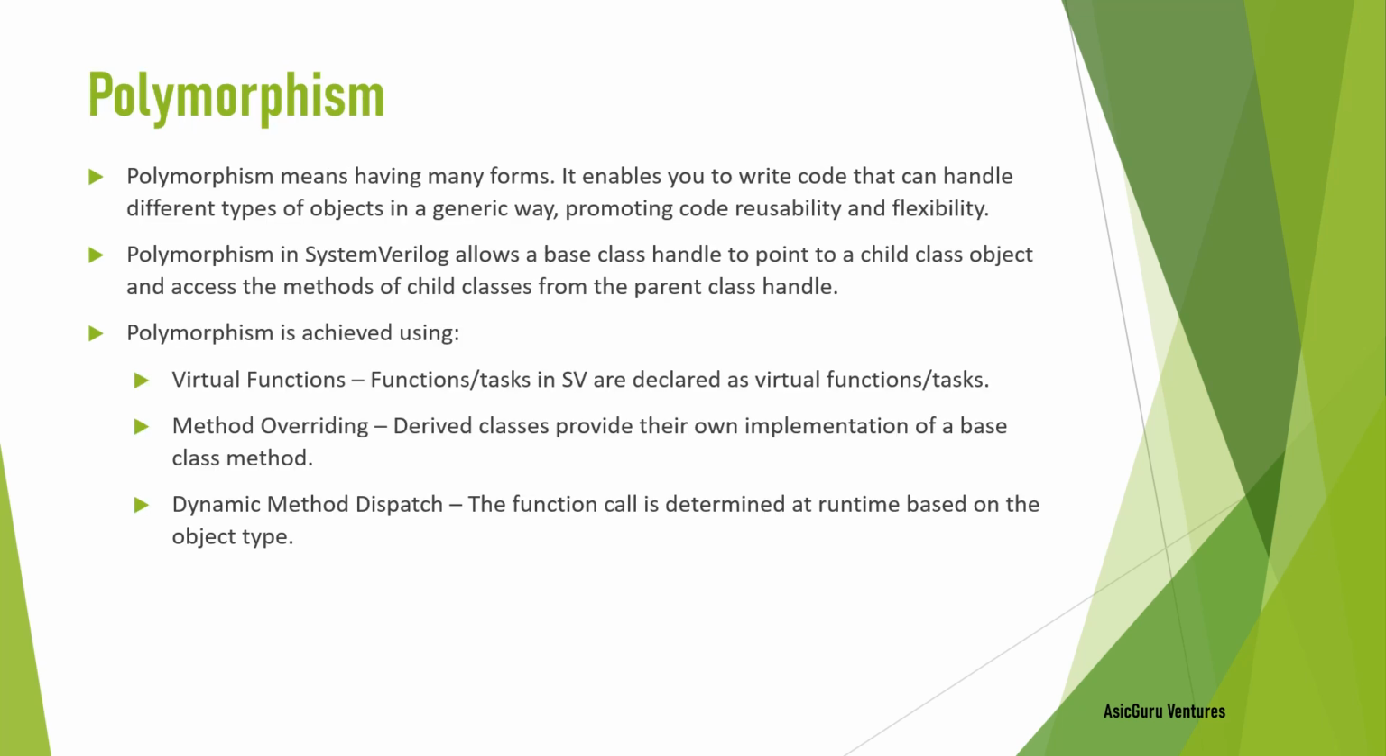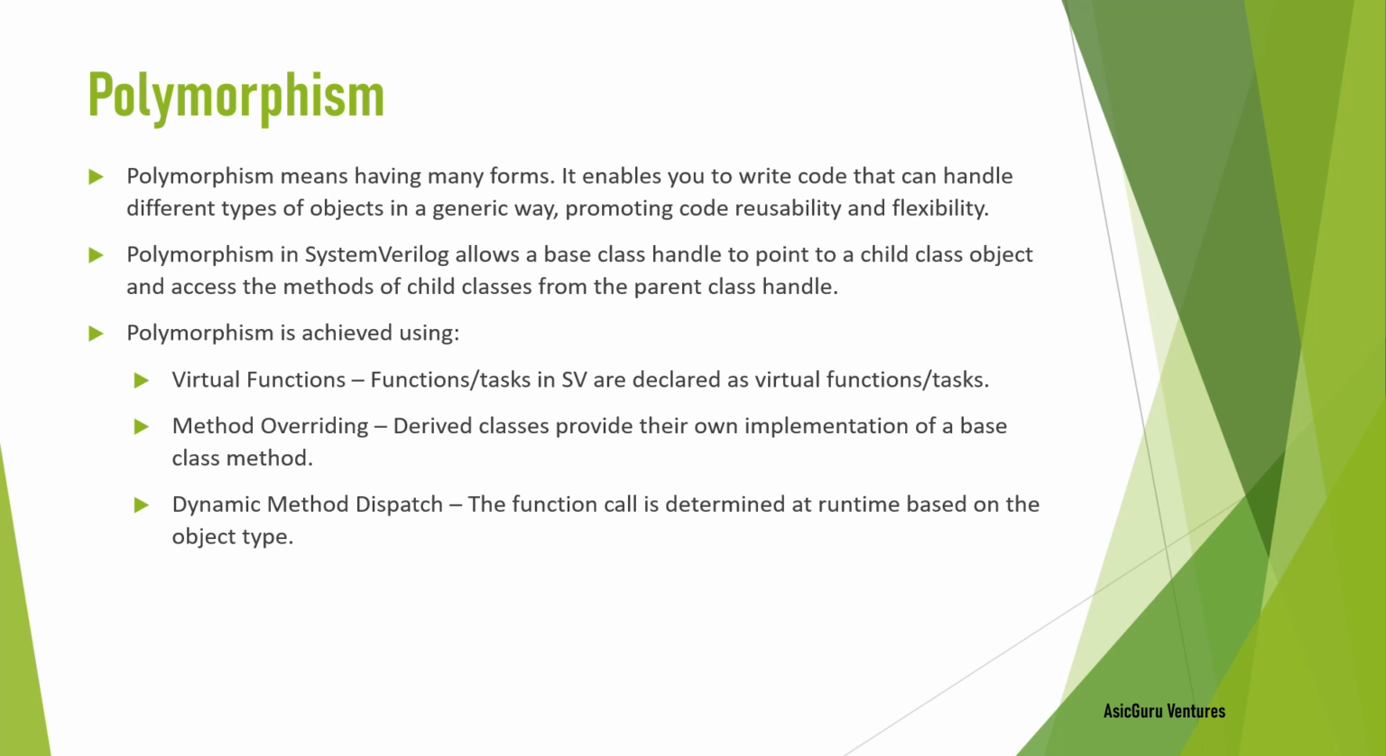Next topic is polymorphism, and it is a very important concept in object-oriented programming. It enables us to write code that can handle different types of objects in a generic way. In SystemVerilog, polymorphism allows a base class handle to point to an object of a derived or child class. So this way we can access methods of the child class through a base class reference. This is a powerful feature when writing test benches in UVM.